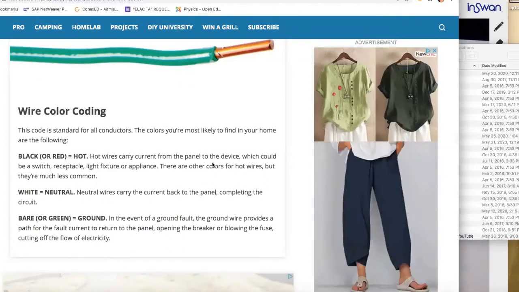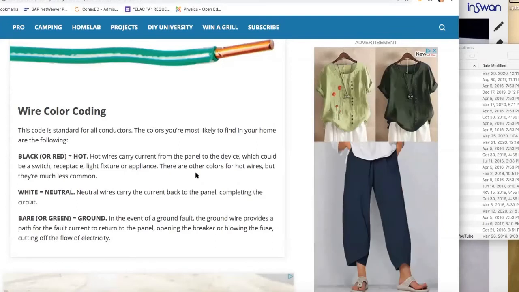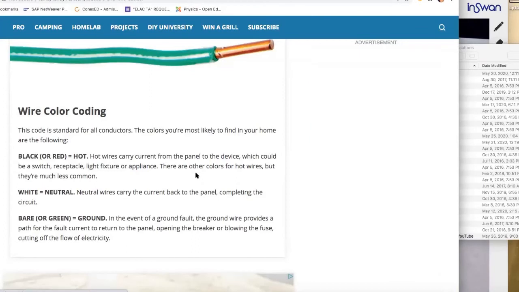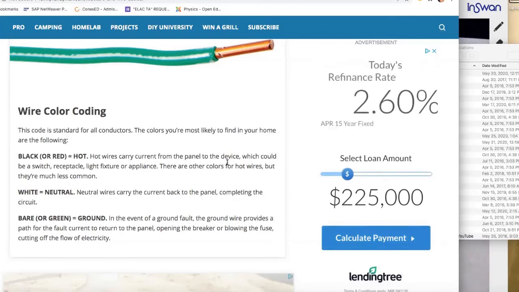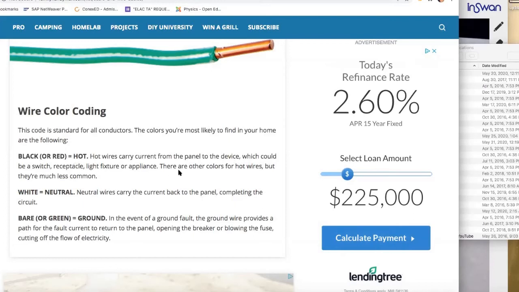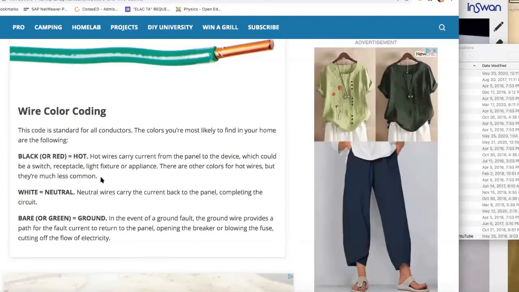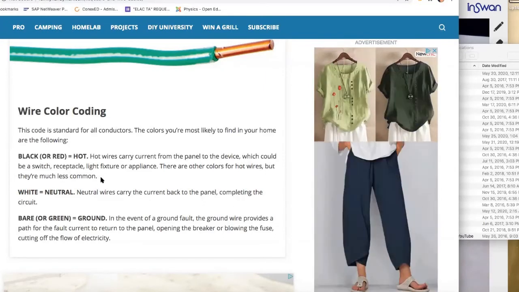Okay, so then wire color. It's kind of like this is part of electronics, so it's kind of nice to know this stuff besides just all the theory and math. So black wire color: hot wires carry current from the panel to the device, which could be a switch or receptacle. There are other colors for hot wires, but they're much less common. So black or red. I guess that makes sense. Red for being hot and black for being bad for you.